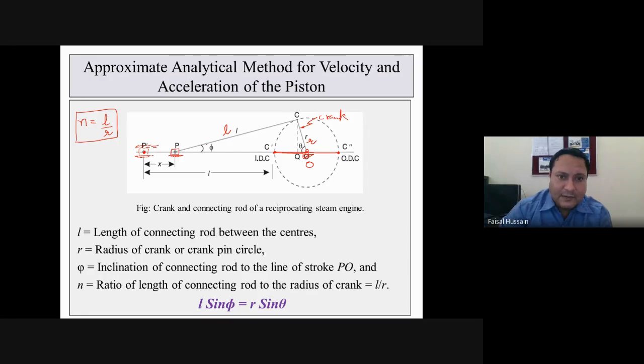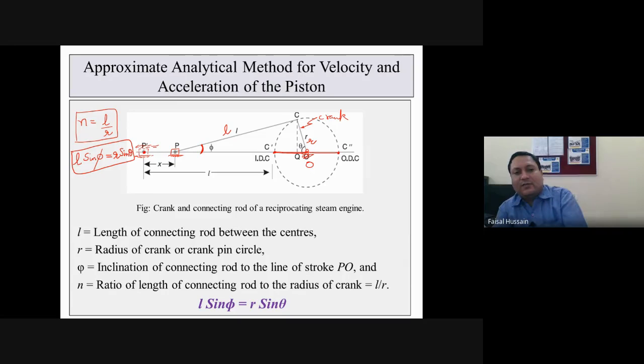Okay, let phi be the angle of the connecting rod from the horizontal axis and theta be the angle of the crank. Now, through similarity or by using the sine rule, I can say that L sine phi is equal to R sine theta, where R is the crank radius. Very important. This is applying the sine rule: L sine phi equals R sine theta.